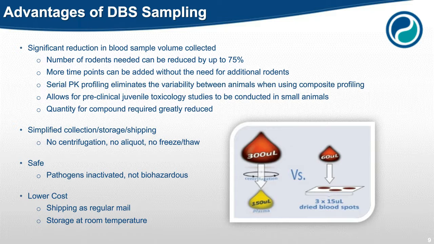The shipping is also easier because it's not considered biohazardous anymore. You don't need a specialized carrier to ship the DBS samples as you would with plasma samples. Storage: in most cases, DBS samples can be stored at room temperature. So no need for freezer space.